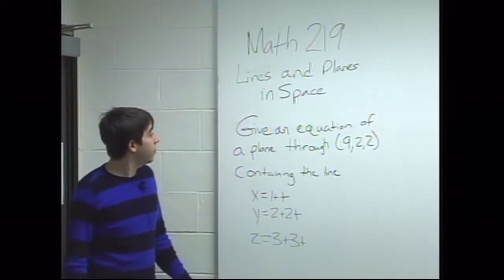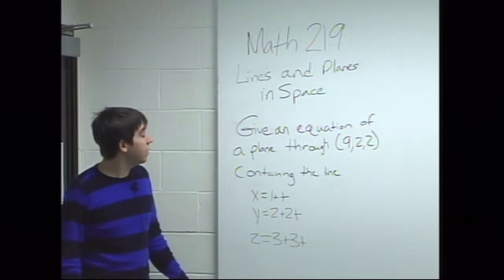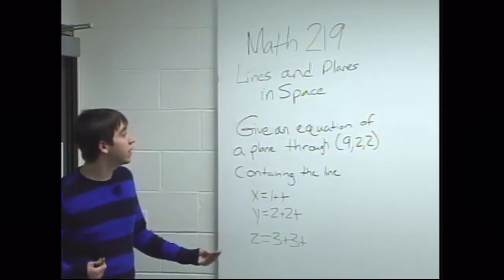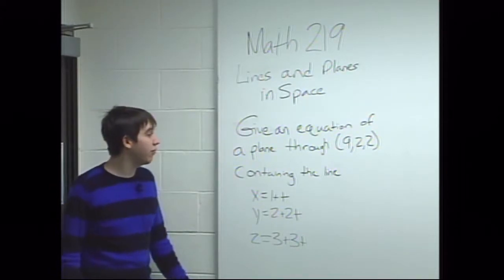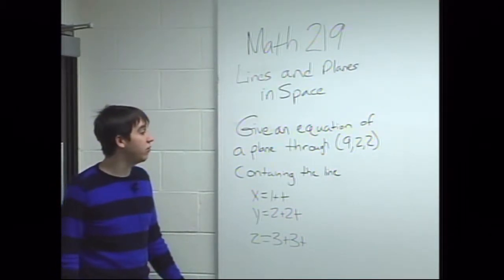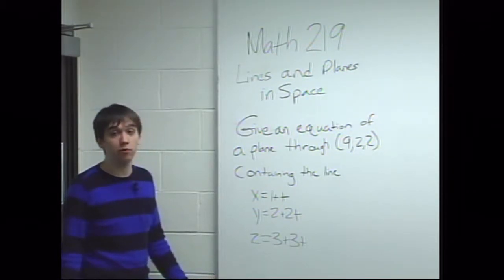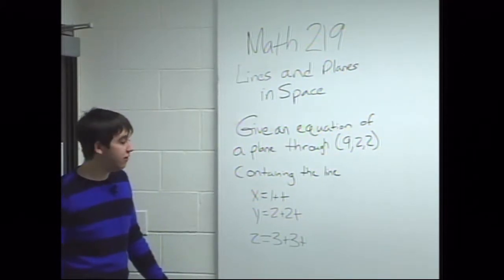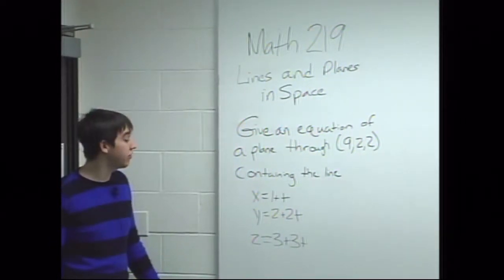So the first problem that we're going to be working on is this one. We are going to find the equation of a plane through the point (9, 2, 2), and this plane has to contain the line x = 1 + t, y = 2 + 2t, z = 3 + 3t.